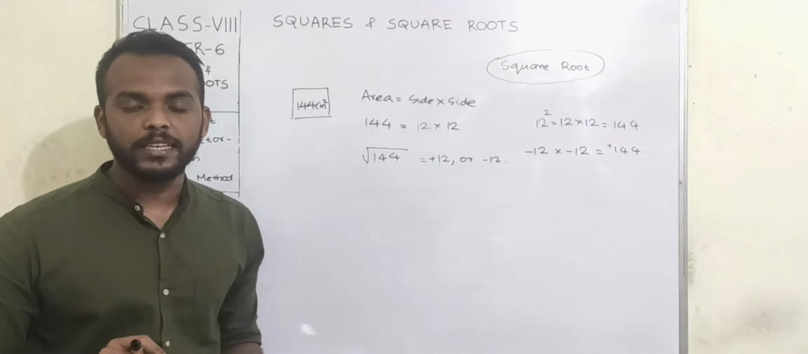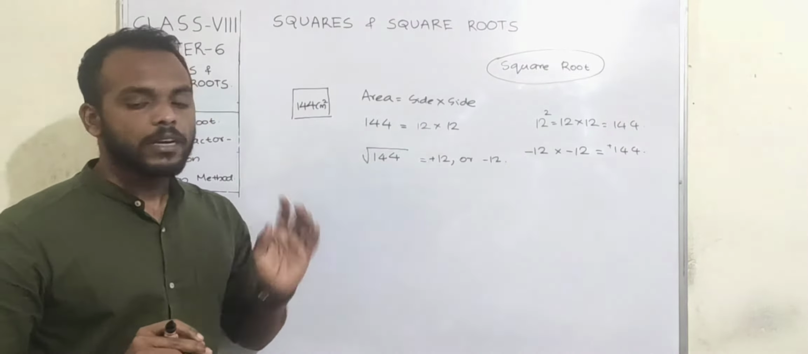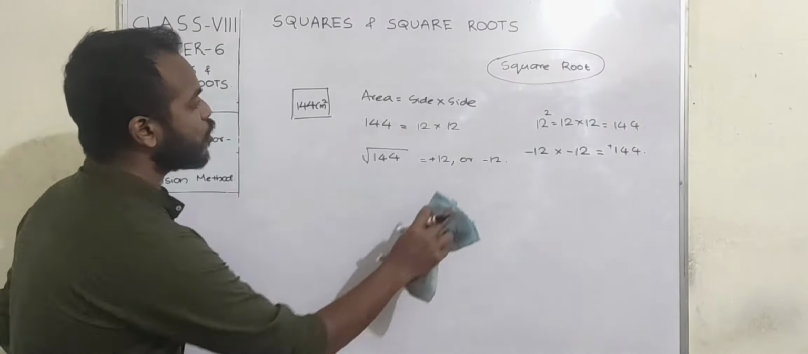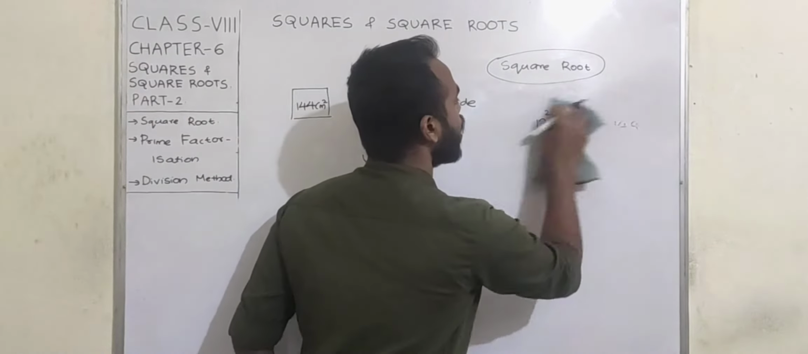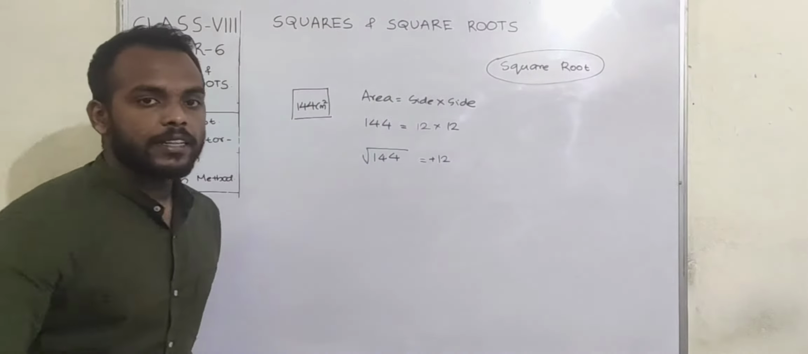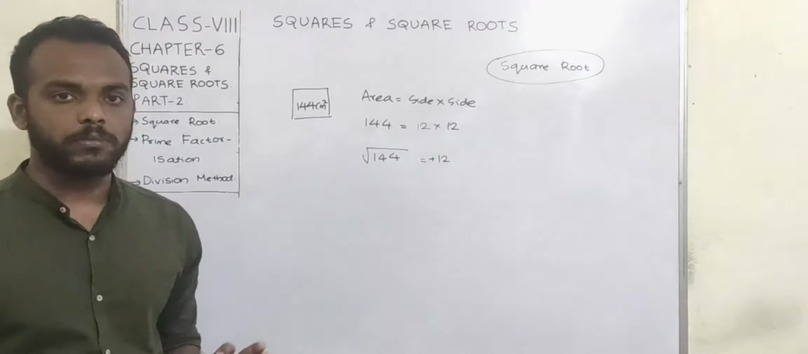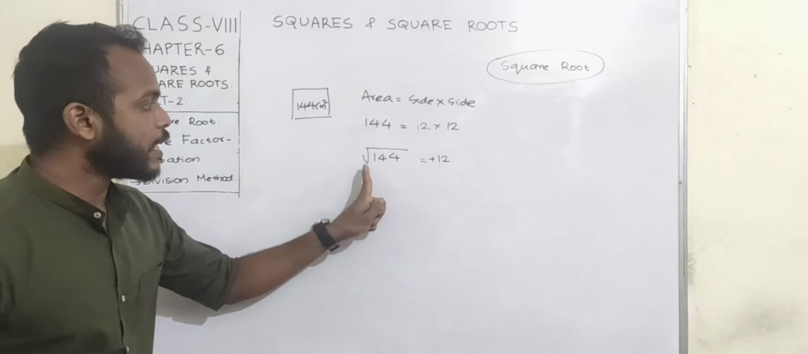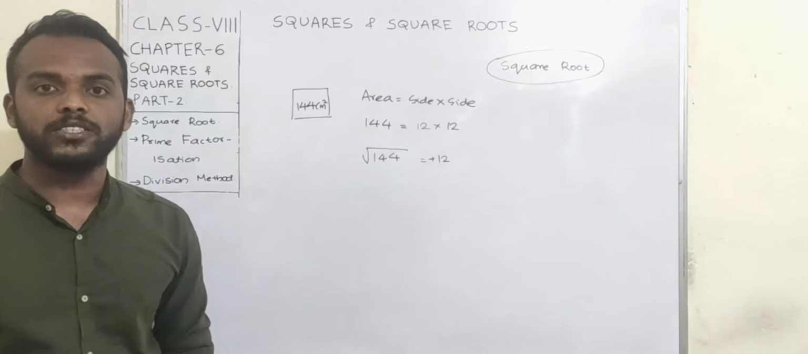Just watch this once again if you have any small doubts. As I told you, we are not going to deal with the negative part, since we leave it for the higher classes. In the higher classes, you will see more importance and features of these negative numbers. For the time being, just understand that the root of 144 is 12.